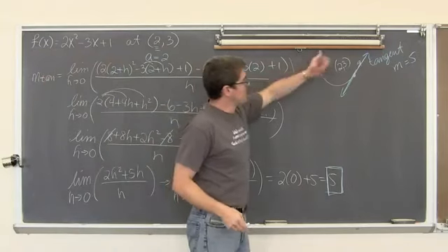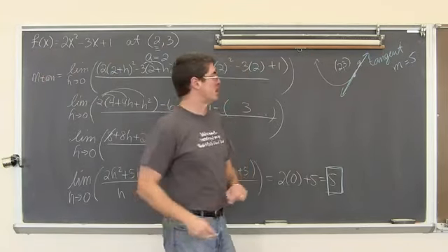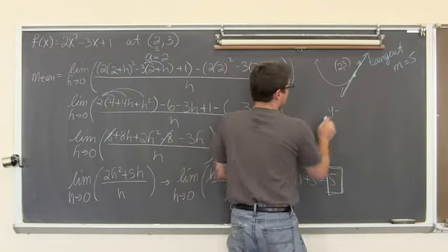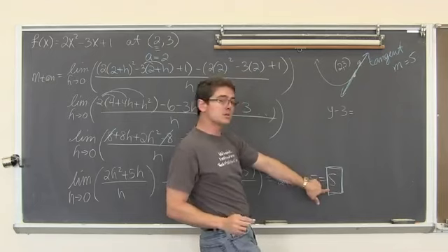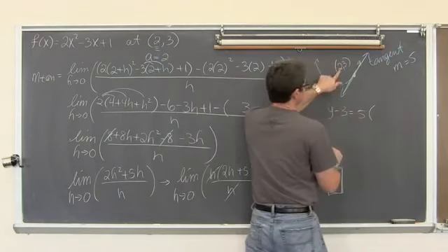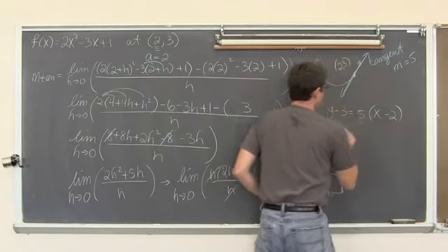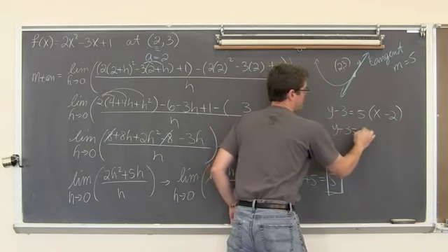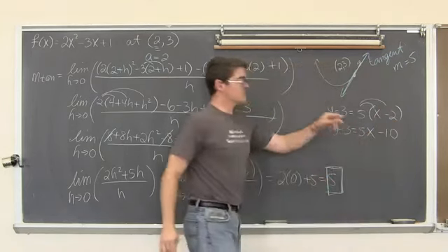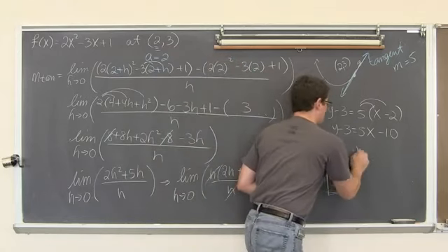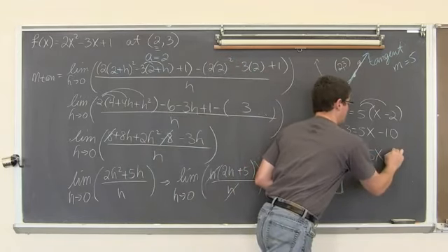Let's go ahead and just find the actual equation of that tangent line. We have the point that the line goes through, and we have the slope of that tangent line. So we have y minus the y of our coordinate, which is 3, equals m, our slope, which is 5, times x minus 2. That's y minus 3 equals 5x minus 10, add 3 to both sides, and we get y is equal to 5x minus 7.